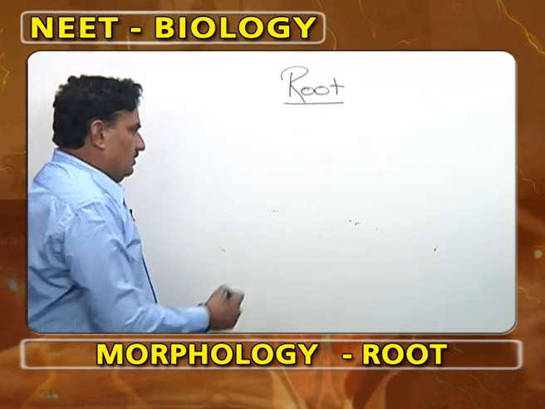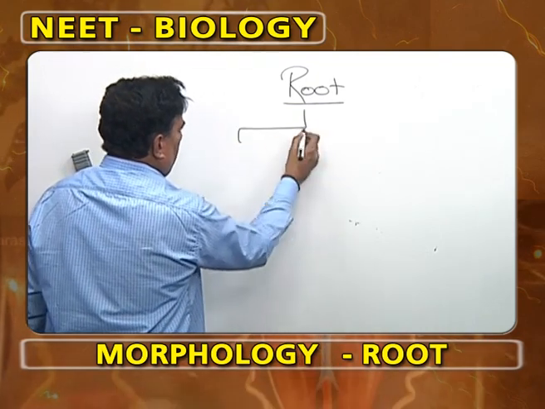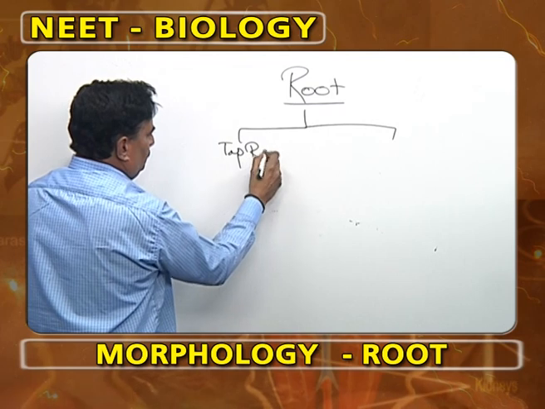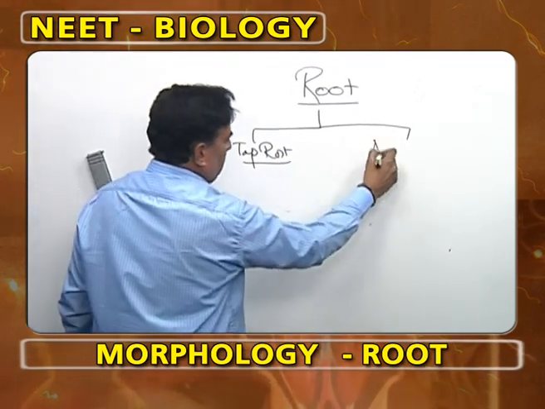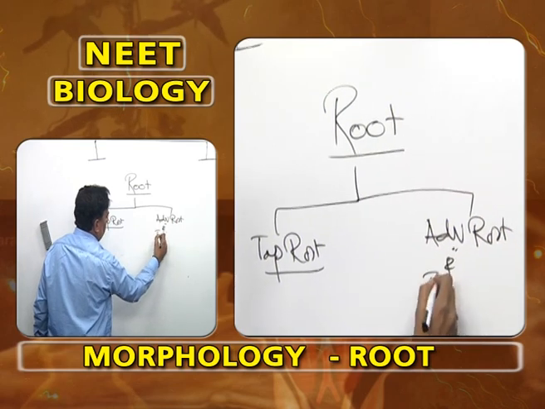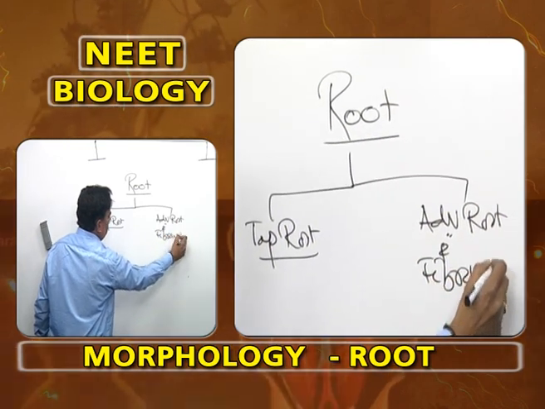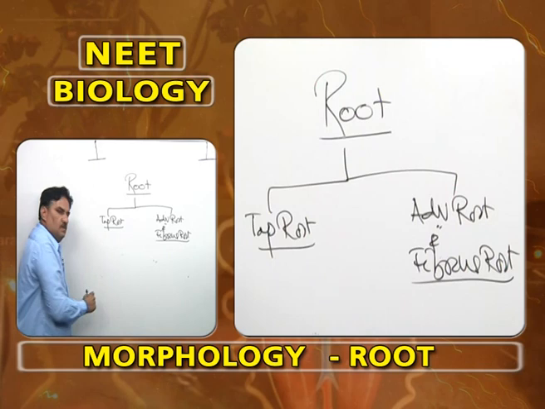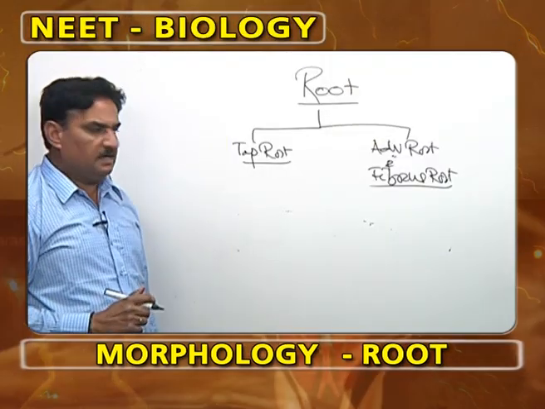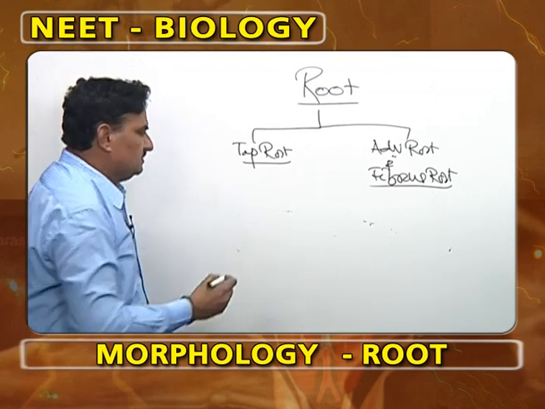Next, the root system is broadly divided into two types. One is the tap root system. The other is the adventitious root system and fibrous root system.